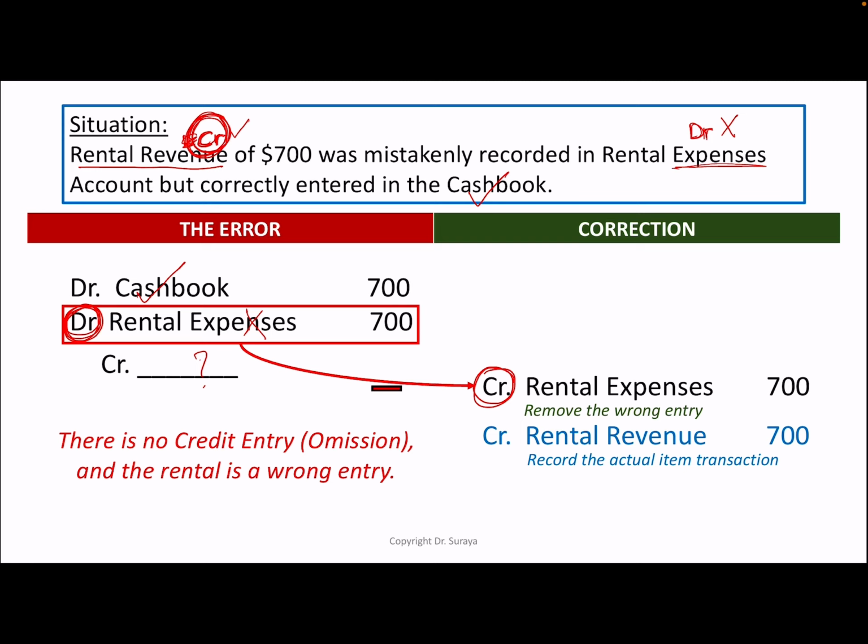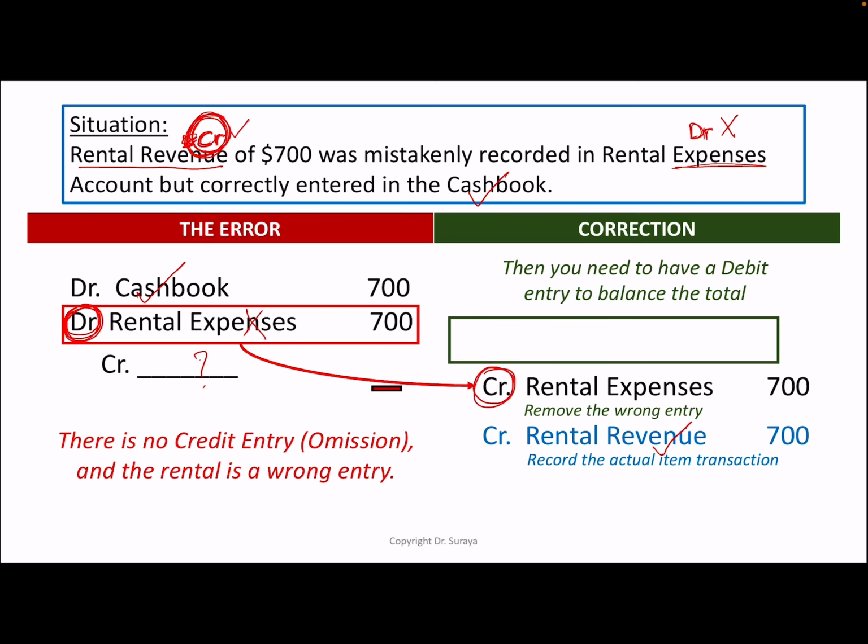Now this is the actual item, the revenue. Right? So now you have two credits, total of 700, but you have no debit. You need to have a debit entry to balance. Therefore, this is where you need suspense. So as you can see, suspense account is just there to balance your journal. This is how you correct them.